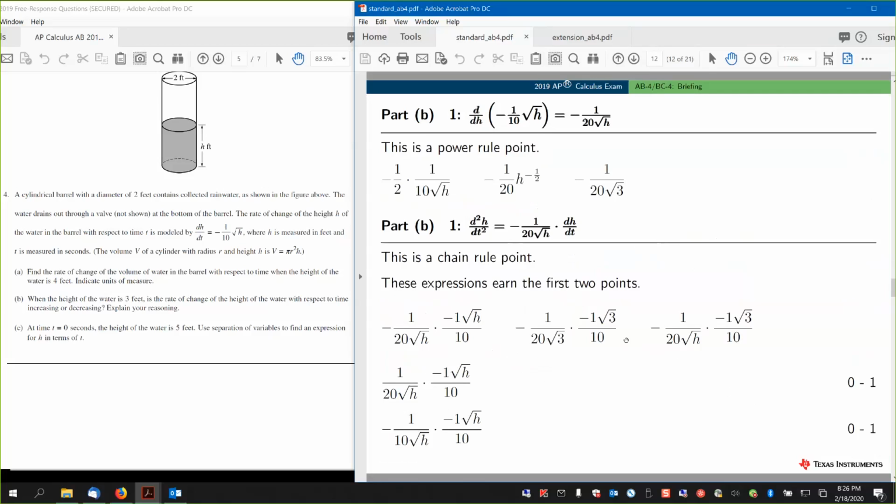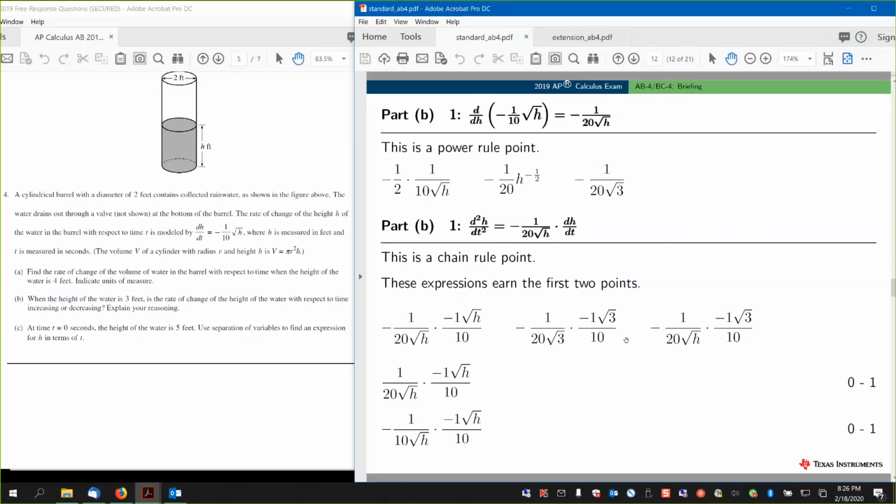Okay, in part B, pardon me, I take that back. Part B was worth 3 points. And so we expect that the student would start this problem by finding the second derivative, d squared h over dt squared. So in this process, the first point is for evidence of the correct use of the power rule.